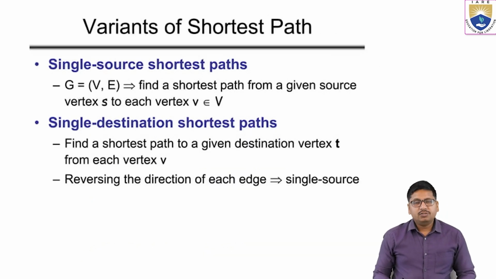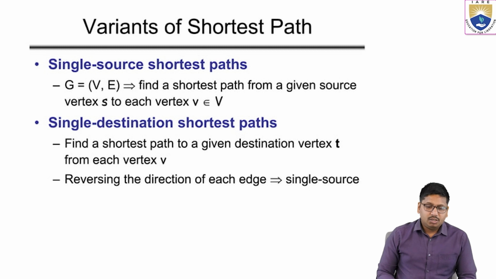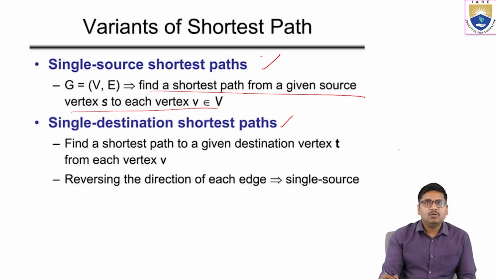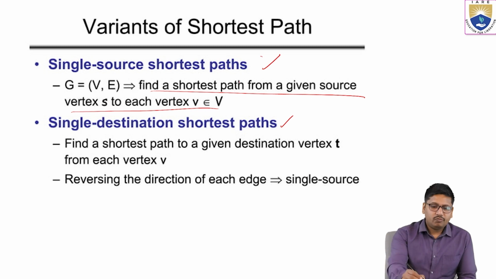What are the different variants of the shortest path problem? We have several types here. The first is the single source shortest path and the single destination shortest path. Single source shortest path means finding the shortest path from the given source vertex to each vertex. And single destination shortest path means we have many sources and one destination.